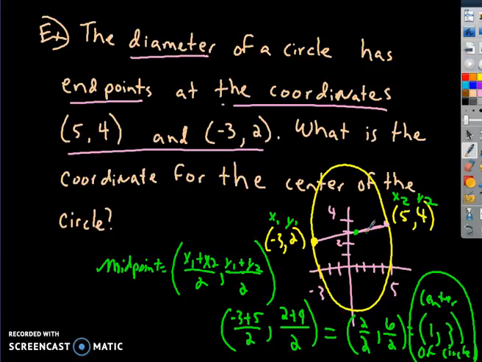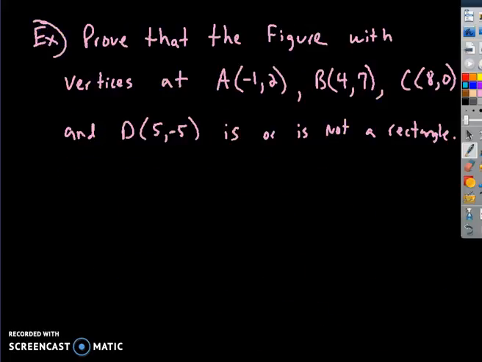I will erase the screen, so pause the video and copy down whatever you didn't already know. All right, so last example. It says prove that the figure with the vertices at A(-1, 2), B(4, 7), C(8, 0), and D(5, -5) is or is not a rectangle. So it could be or it could not be.